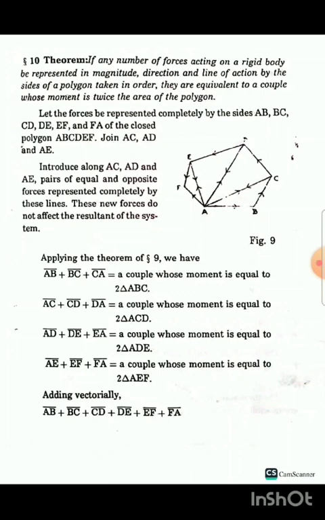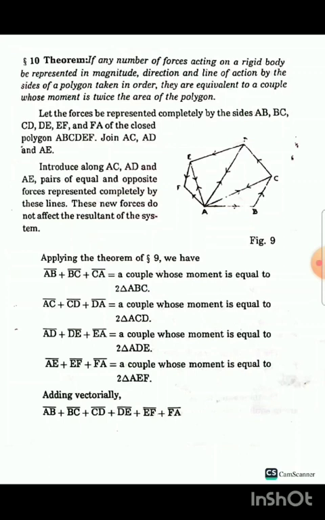Proof: we consider the forces represented by the sides of the polygon ABCDEF. The sides are AB, BC, CD, DE, EF and FA. Now we join the diagonals AC, AD and AE, which are given in the figure, so we have one closed polygon. The figure is given in figure 9.